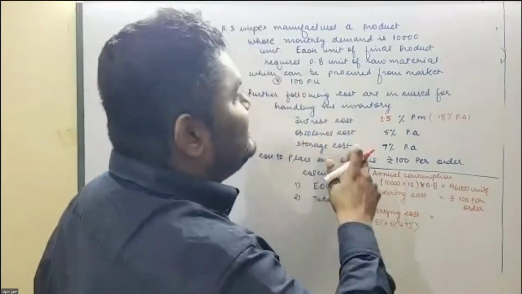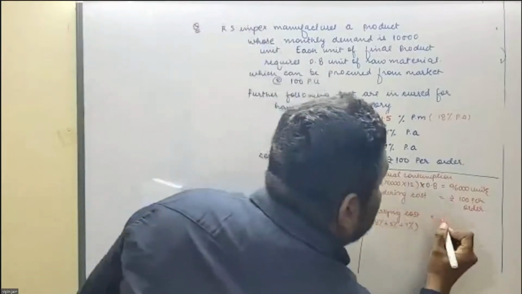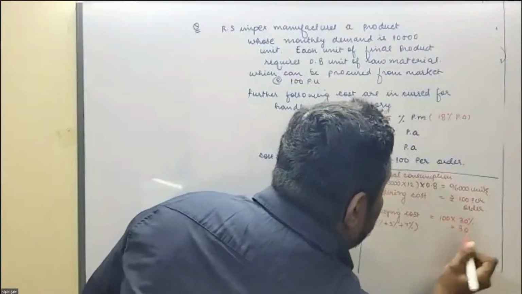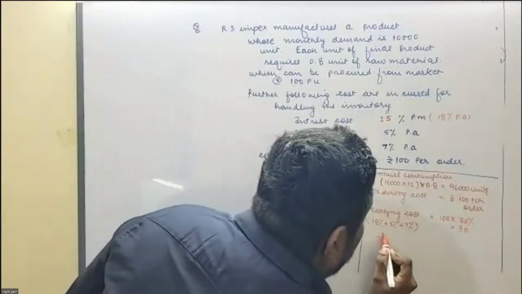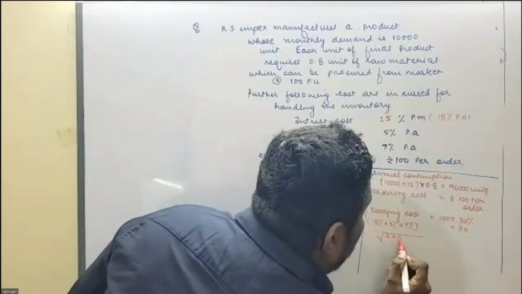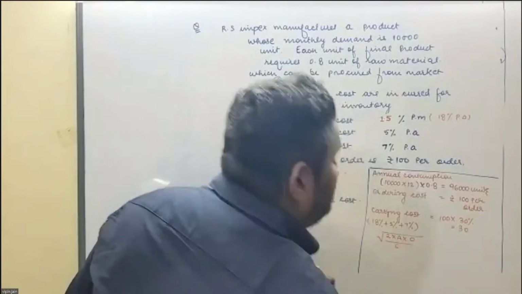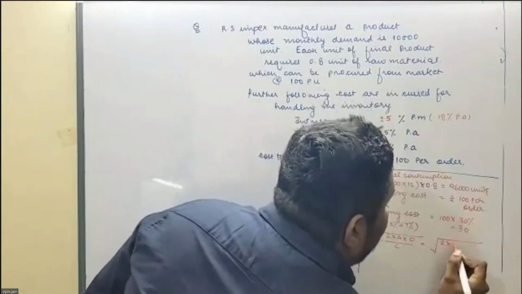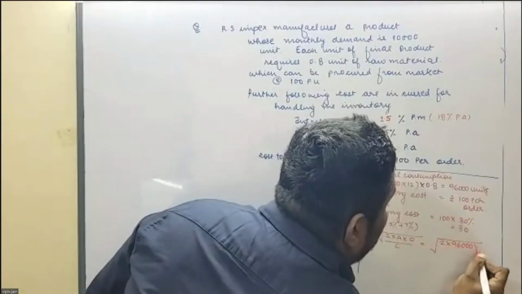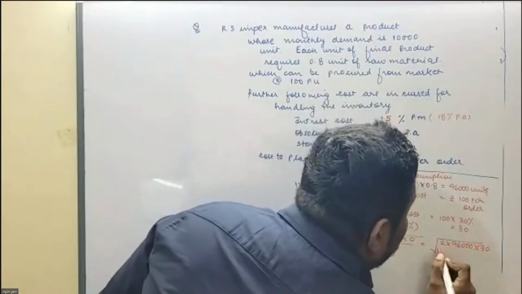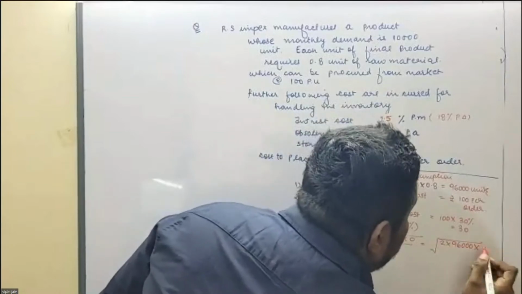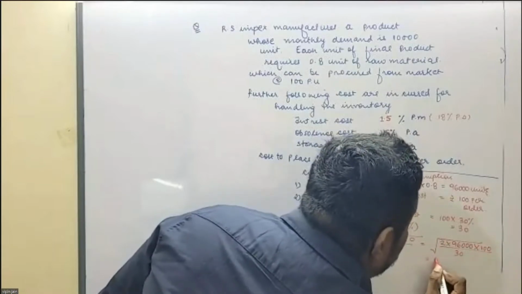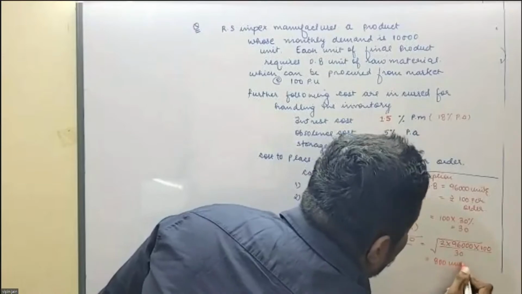So total 30% of what? Of 100. So 100 into 30%, that is 30. So now the formula: under root 2 into A into O divided by C. Therefore, under root 2 into A, which is 96,000, into O, that is 100, divided by C, that is 30. The answer will be 800 units.